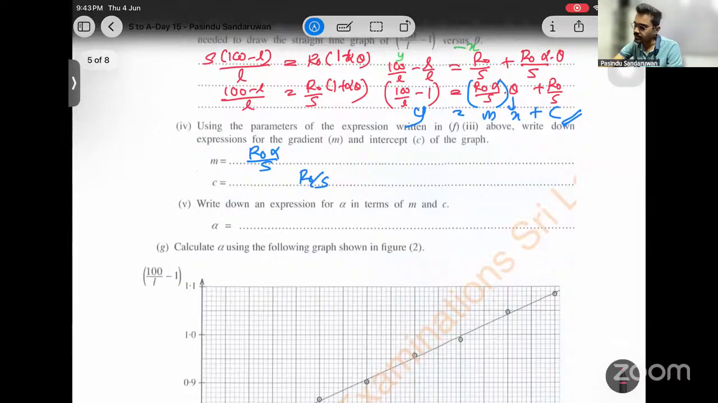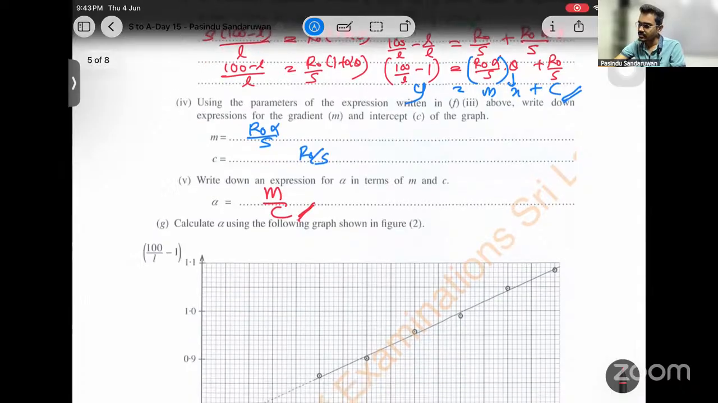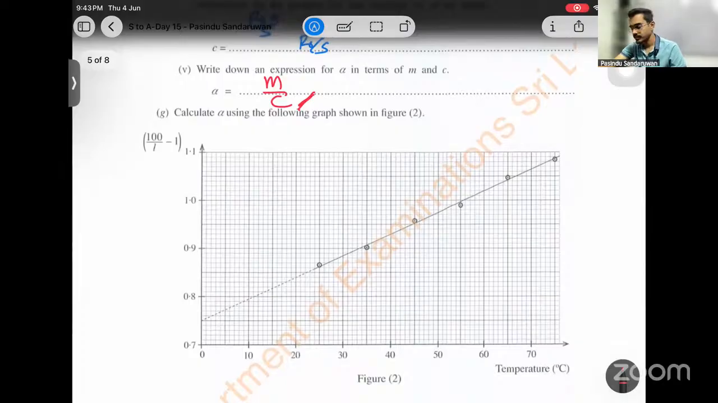Next, write down an expression for alpha in terms of m and c. Now, m is the gradient, which is R naught alpha over S, and the intercept c is R naught over S. Then alpha is given by m over c. When you take m over c, R naught over S cancels, and alpha remains. Then alpha is m over c, gradient over intercept, right? Next, calculate alpha using the graph shown in figure 2, right?